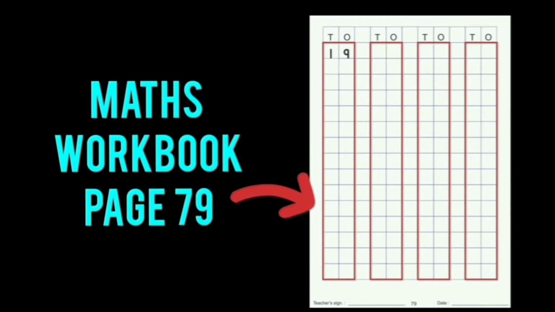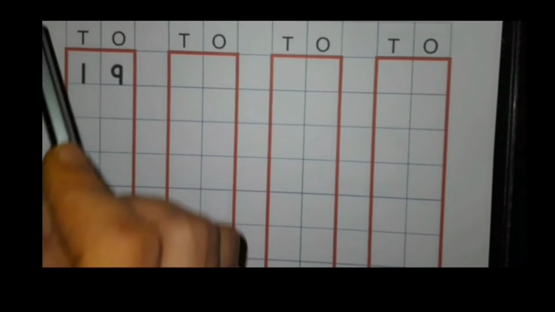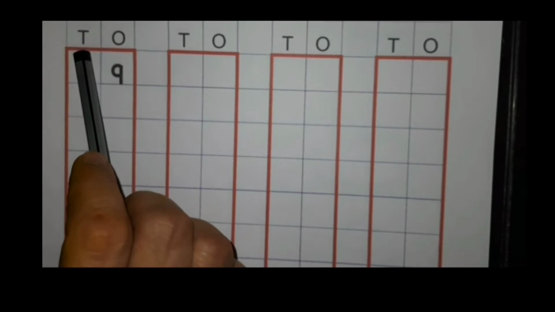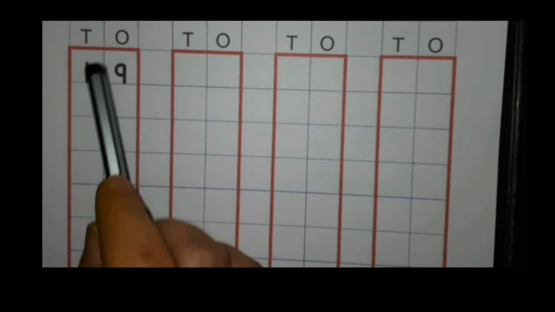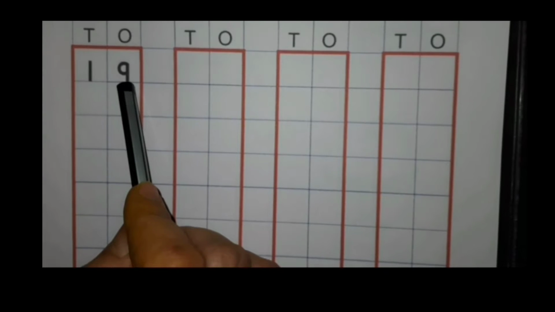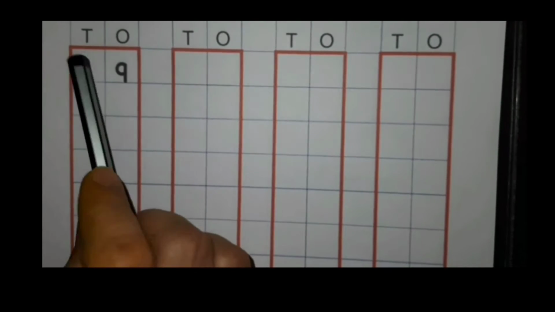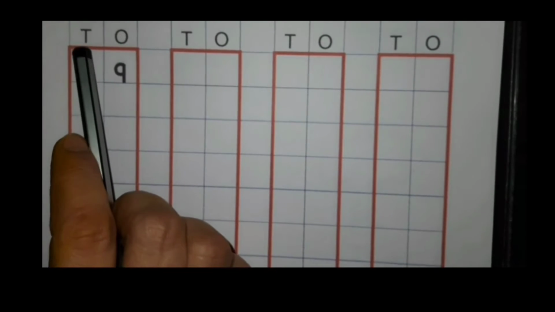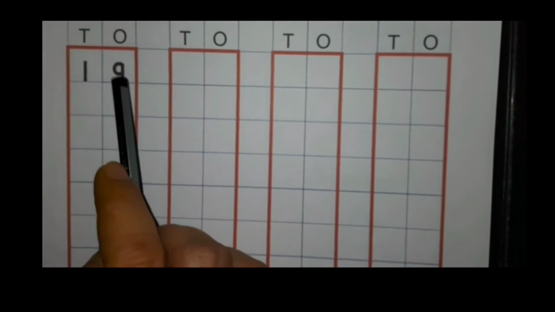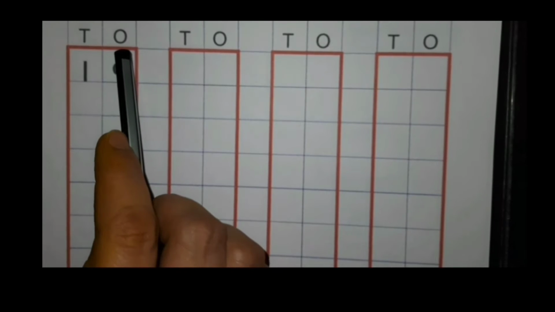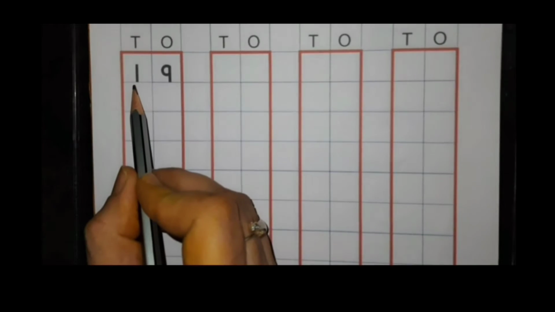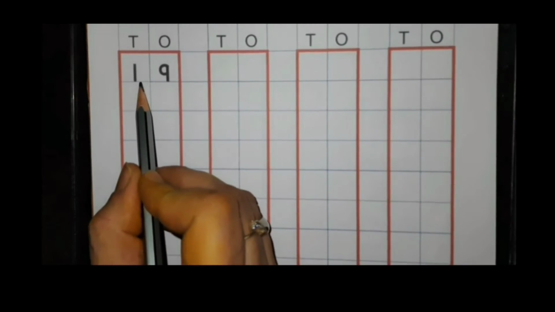Children, you will write number 19 in your maths classwork workbook, page 79. T means tens and O means ones. 19 is a two-digit number, so 1 we will write under tens, that is T, and 9 we will write under ones, that is O. Let's start writing number 19.